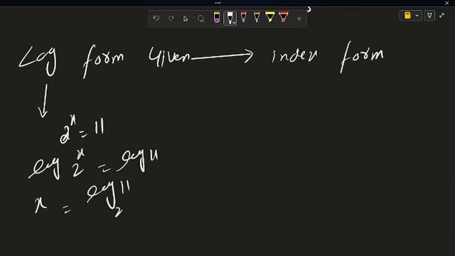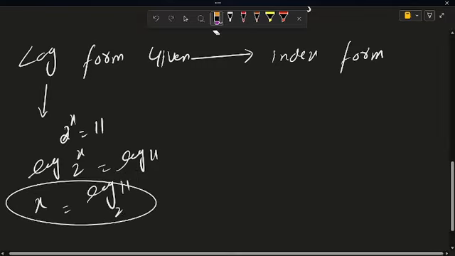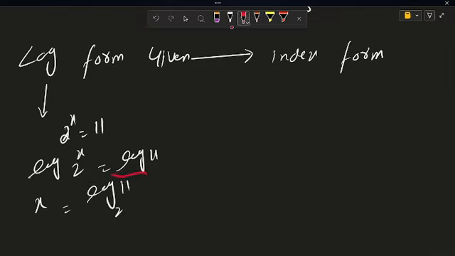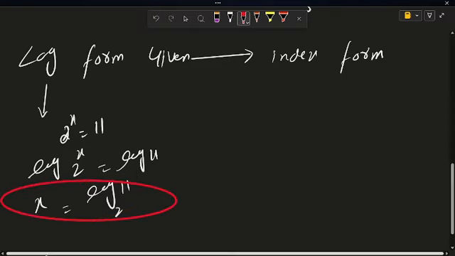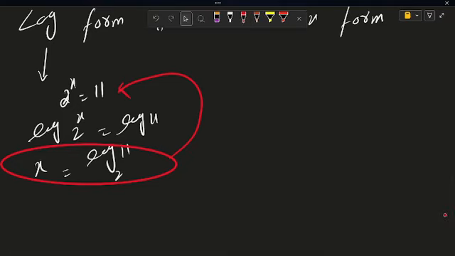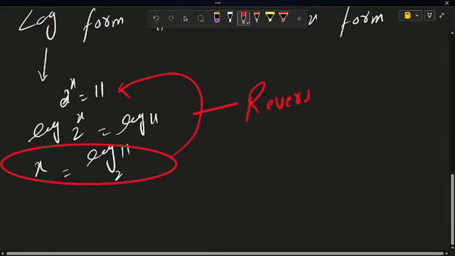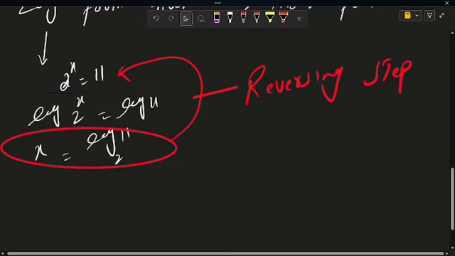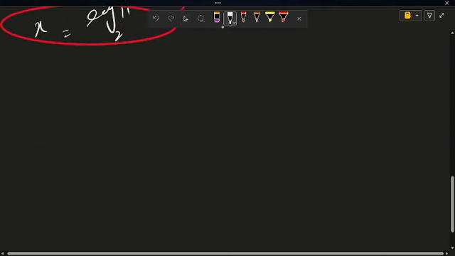Now I have to do the reverse form. This expression is given to you, this one. Let me highlight with another marker. This form is given to you and you have to go back to this form. This is the reverse step of logarithm. So let's find how we can. This is the reversing step. So let's find the solution for one question, then you can understand how you can.